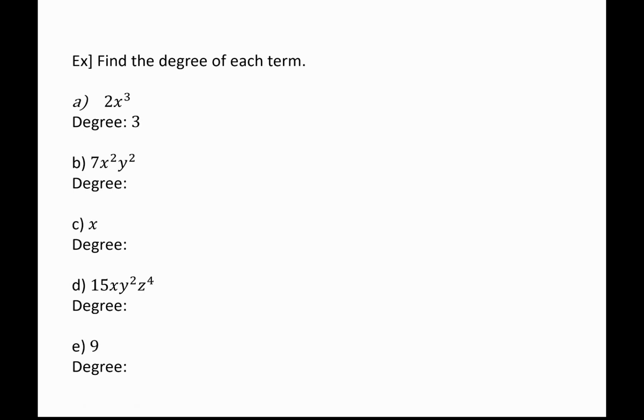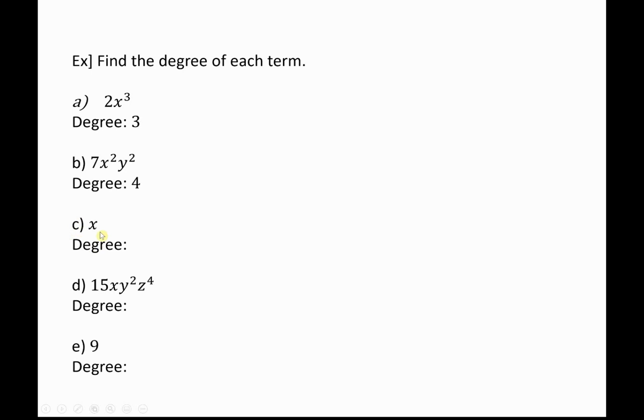But for part B, notice that there's two different separate variables, right? And they're each raised to the 2nd power. So the degree is going to be their sum, the sum of the exponents. By that I mean the 2 and the 2 exponents that you see on the x and the y. I'm talking about example B here. The sum of those is going to be 4.